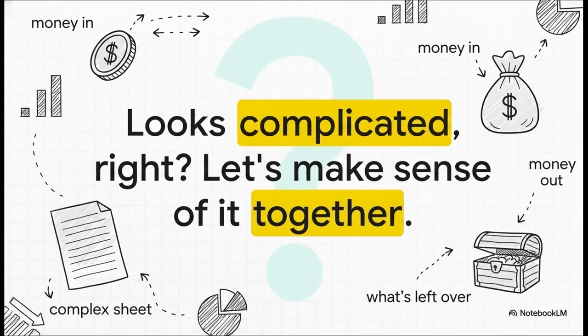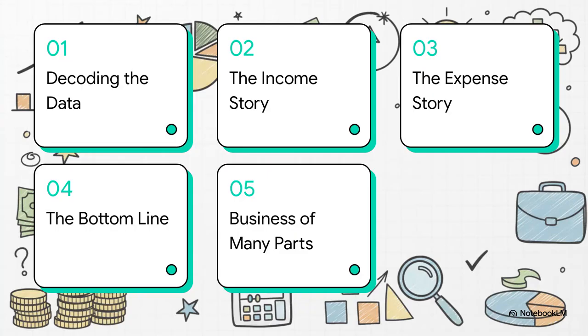But what if I told you that inside this complex sheet is a surprisingly simple story about how a business is doing? It's really just a story of money in, money out, and what's left over at the end of the day. So let's dive in and make some sense of it. To help us get from data to understanding, we're going to break it down into these 5 parts. First, we'll decode the data sheet itself. Then, we'll get into the income and expense stories, find out the bottom line profit, and finally, we'll look at how this is a business of many, many parts.